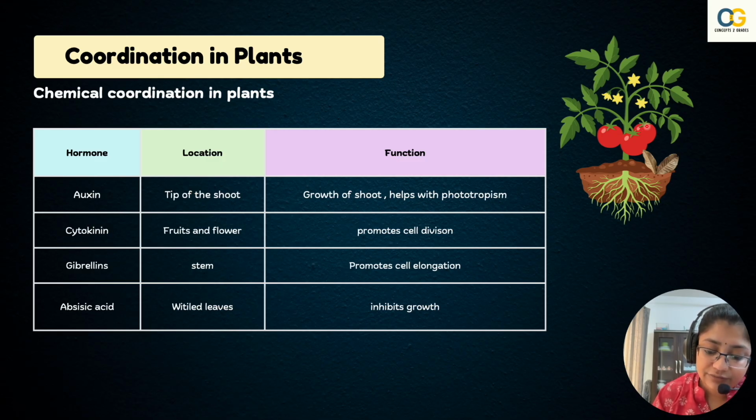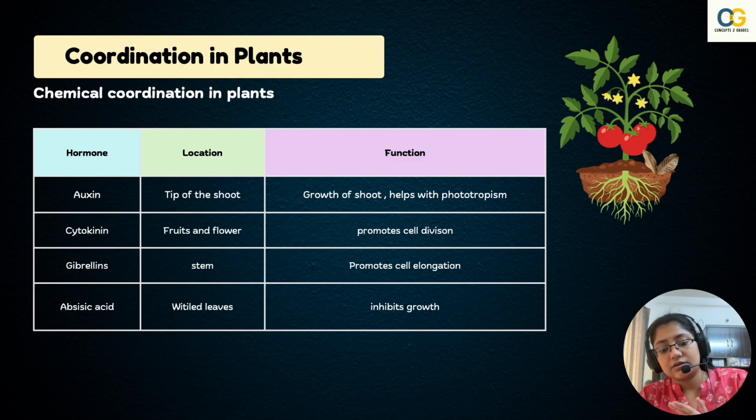Cytokinins are present in fruits and flowers, which promote cell division. There is more and more cell division. Gibberellins are present in the stem of the plant, which promotes cell elongation. So this one elongates itself to grow tall trees. And abscisic acid gives rise to withered leaves. It's present inside the withered leaves which have fallen, because it inhibits growth. It stops the growth of the plants.